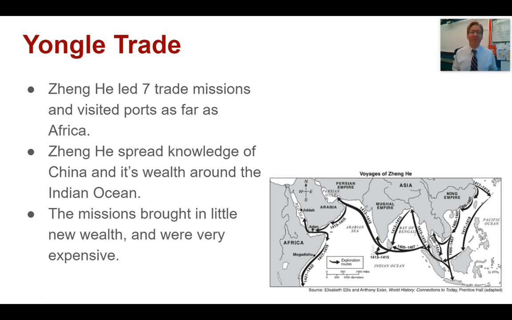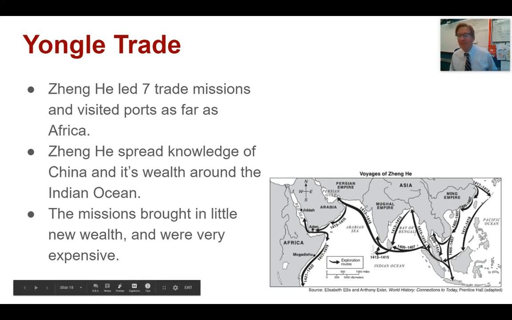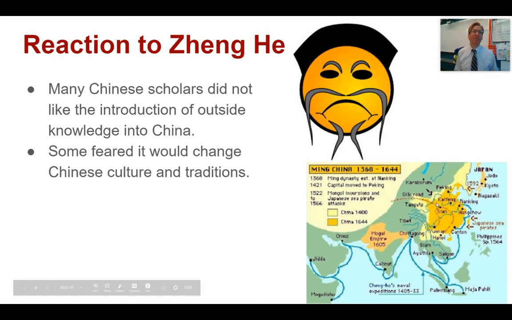But the missions themselves actually bring back very little wealth for China, and they were extremely expensive to make all these ships. The problem was, during this time period, there's not a whole lot of wealth around this area of the world. China is really far and beyond above everybody else. So many Chinese scholars really didn't like what was happening. They saw it as a huge expense, and the only thing they were getting in return were knowledge and ideas about cultures that were definitively not Chinese, and they did not want these ideas spreading throughout China. Some feared that it would change Chinese culture.